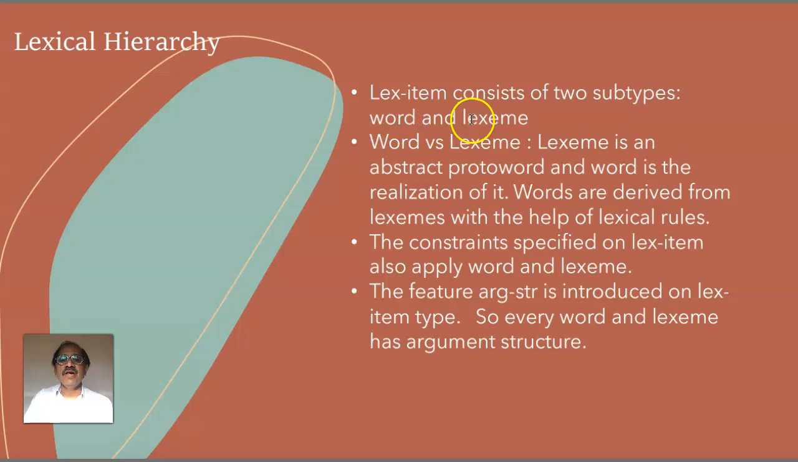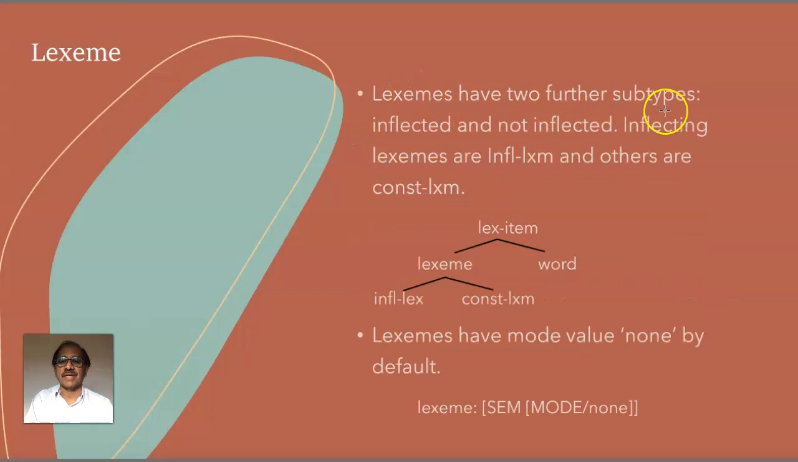But when it comes to word and lexeme, they inherit the feature argument structure from lexical item. And whatever constraint we fix on the argument structure will also apply for word and lexeme. So if the word has contradictory information against the argument structure, then that will take precedence over the argument structure which the lexical item has. Lexemes have two further subtypes, right? Lexemes can be inflected and not inflected.